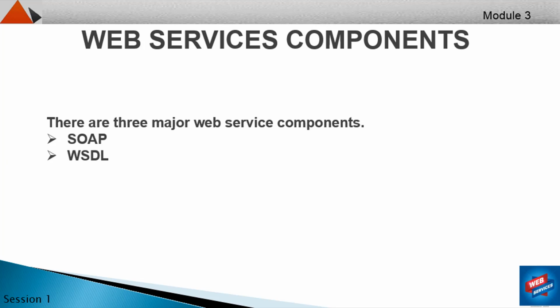WSDL. WSDL is an acronym for Web Services Description Language. WSDL is an XML document containing information about web services such as method name, method parameter, and how to access it. WSDL is a part of UDDI. It acts as an interface between web service applications. WSDL is pronounced as 'wiz-dul'.